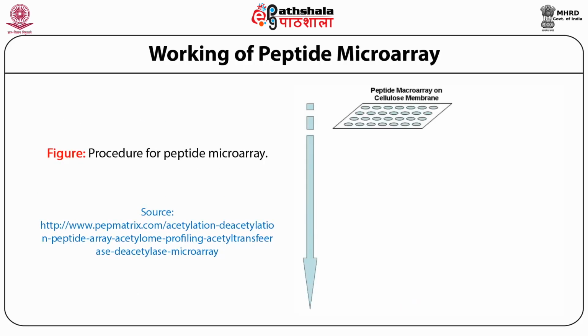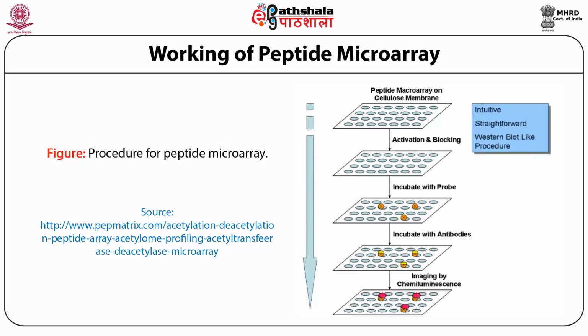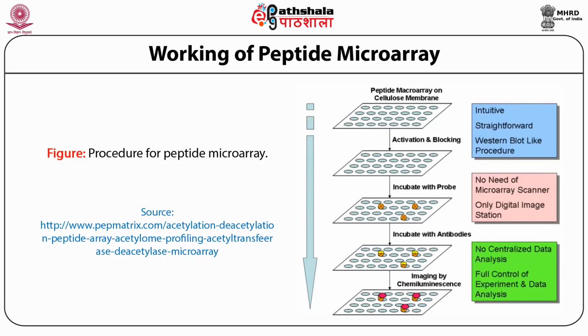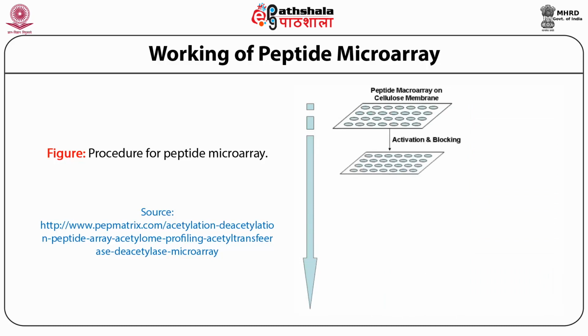Working of peptide microarray. The working of peptide microarrays is quite similar to performing an ELISA protocol. Several copies of the peptides are directly linked to the surface of a glass chip, whose size and shape resembles a microscope slide.